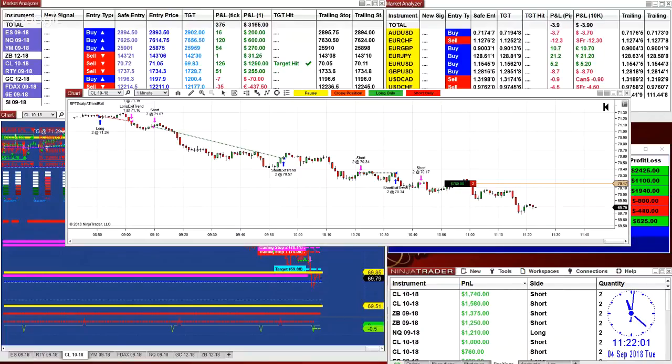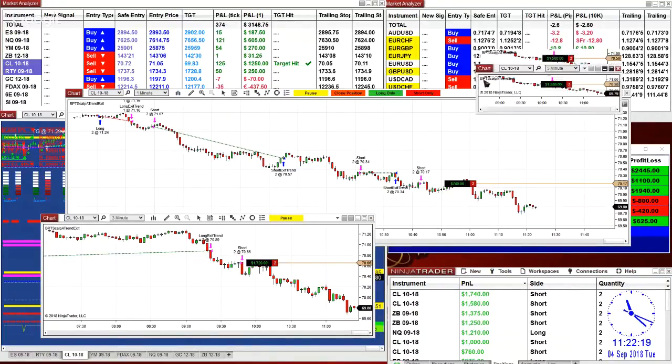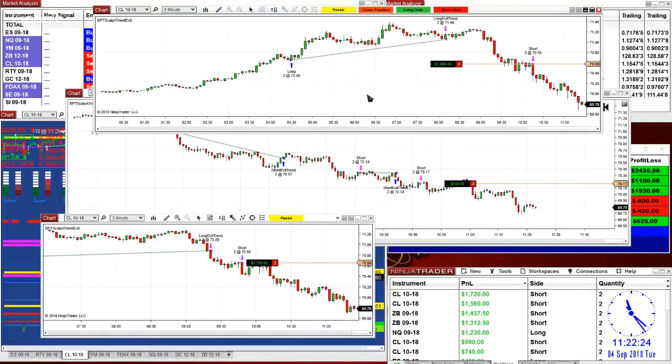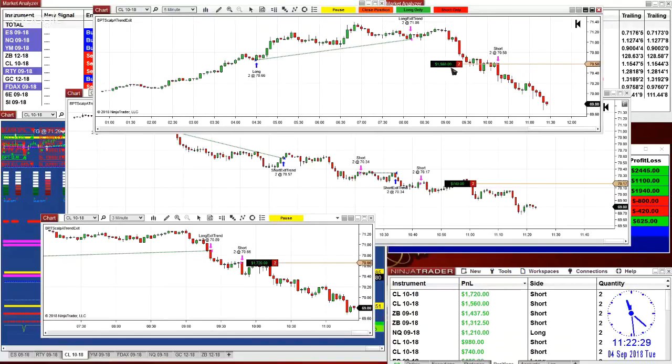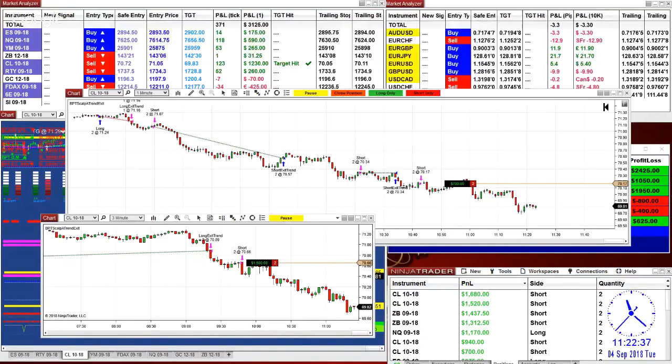Let me see the 3 minutes. The 3 minutes had an early entry at 1760, and this is the second trade on the CL, and this one 1560 on that trade. The entry was 7058.